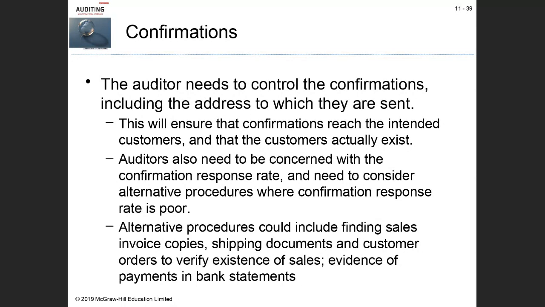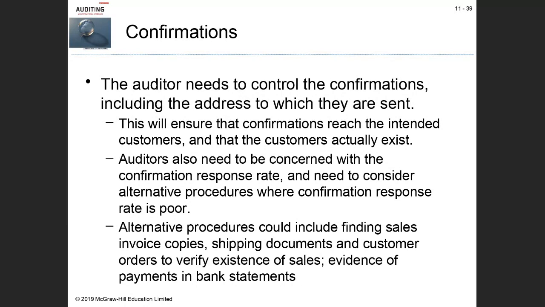It's the second point. It says auditors need to be concerned with the confirmation response rate. The response rate is how many of the confirmations we sent out did we get back. So if we sent out 100 of them and we got 98 back, that's a 98% response rate. That's very high. That's an indication customers are happy, they're sending back the confirmations. On the other hand, if we send out 100 and we only get 10 back, the response rate is only 10%. Just on the face of it, it appears there could be a problem.